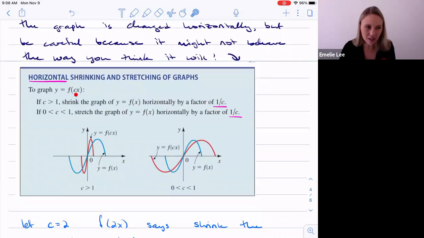However, if the C is on the x, so not on the f of x anymore, just on the x, then we're working horizontally again. And what we have to keep in mind, and this one's probably the hardest one to remember, I would encourage you to make a note of it and have it handy.